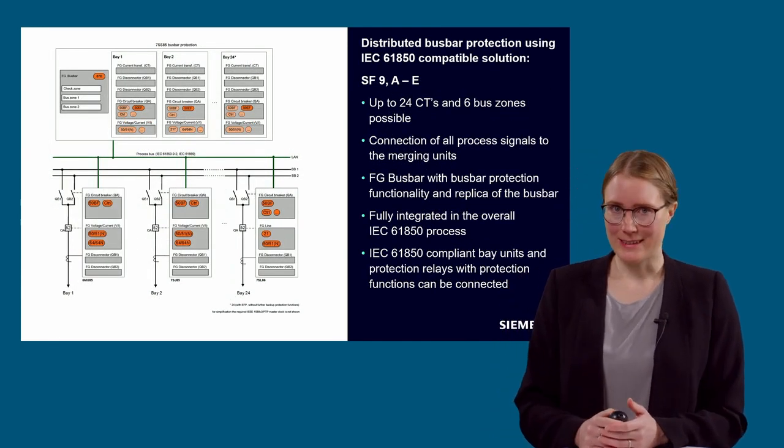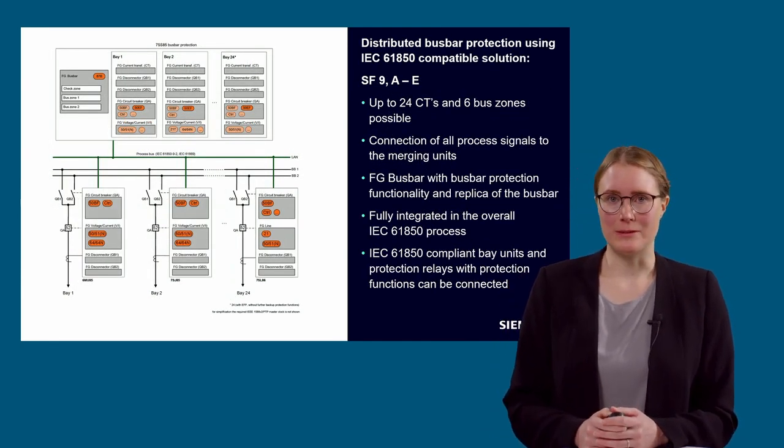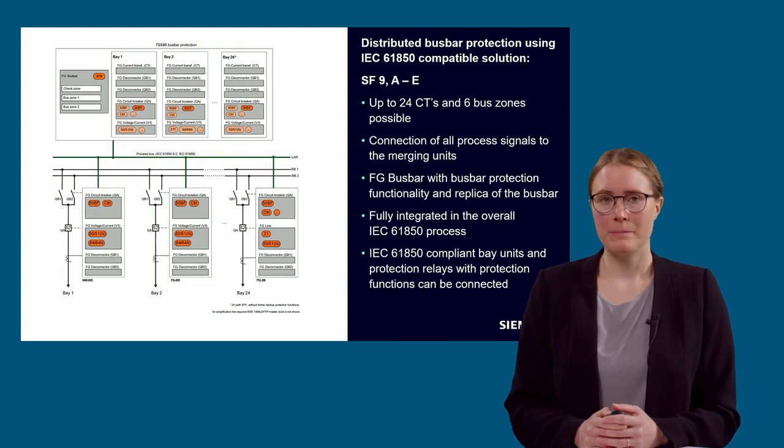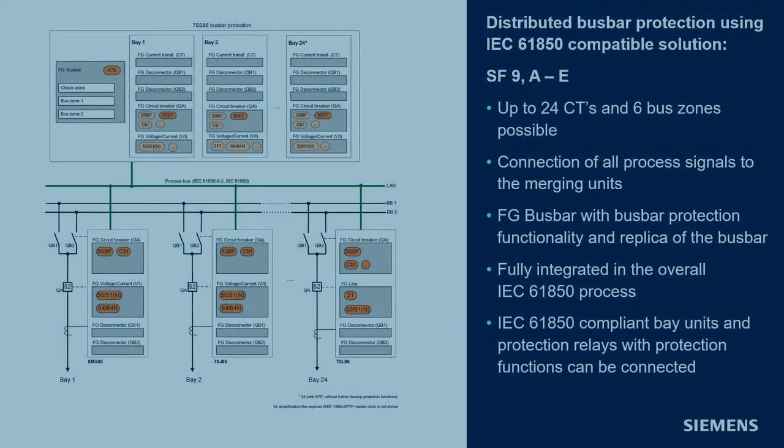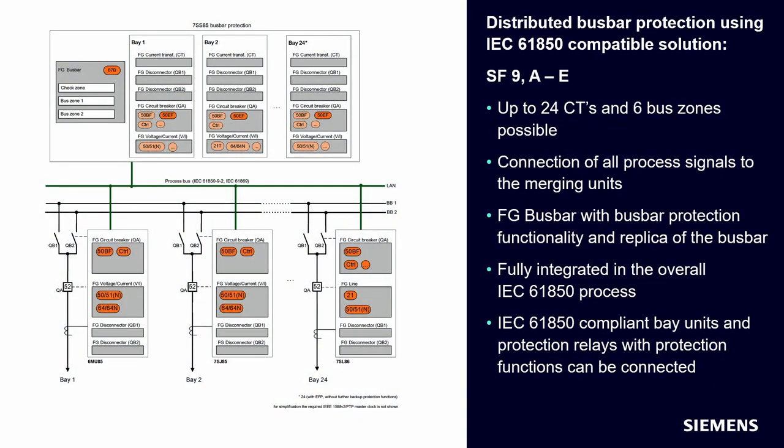Okay, the next slide shows the basic principle of a distributed busbar protection using the IEC 61850 compliant solution. The single line diagram of the system is basically the same. With this solution, up to 24 bays are possible. So in this case, in the sketch, the last bay is called bay 24.